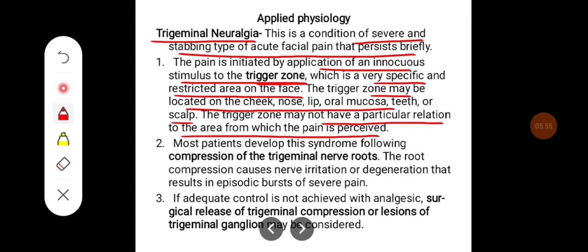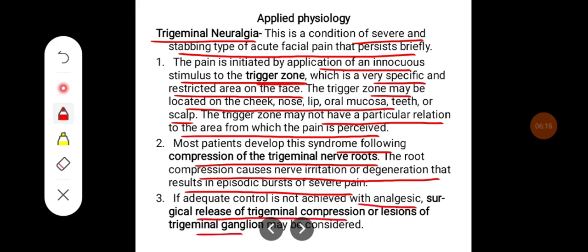Most patients develop this syndrome following compression of the trigeminal nerve roots. The root compression causes nerve irritation or degeneration that results in episodic bursts of severe pain. If adequate control is not achieved with analgesics, surgical release of trigeminal compression or lesions of the trigeminal ganglia may be considered.